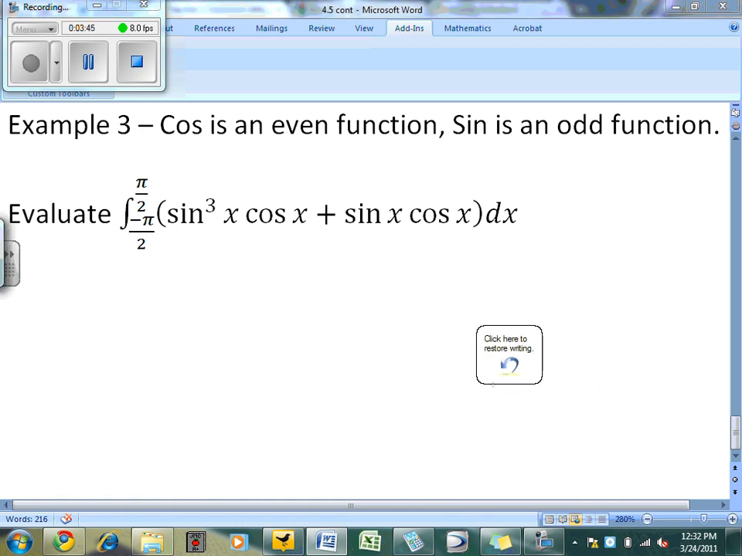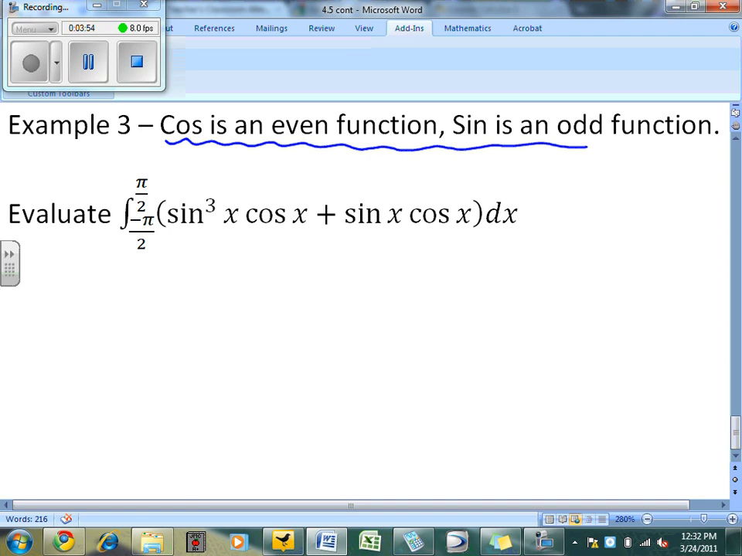So let's find out whether it's even or odd. Basically, we just plug in -x and see what we find out. One little hint that you might not remember from last year is that cosine is an even function and sine is an odd function. So we plug -x in: sine of -x cubed, cosine of -x, plus sine of -x, cosine of -x.